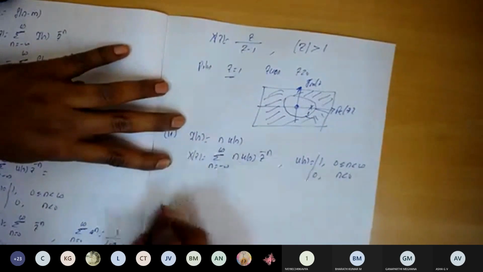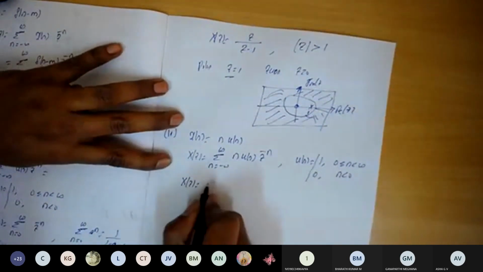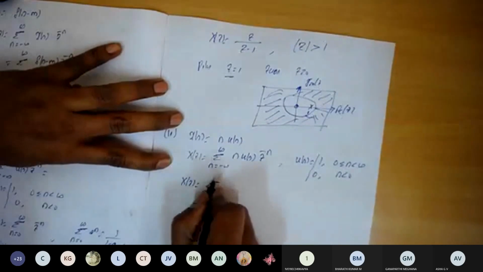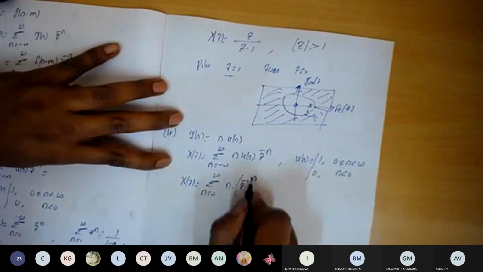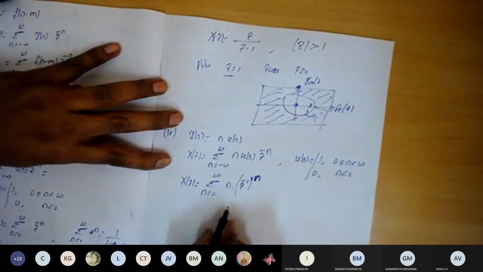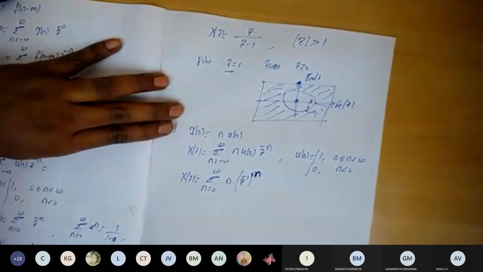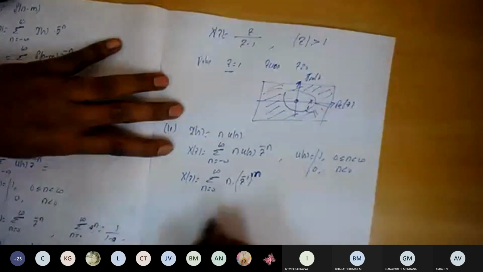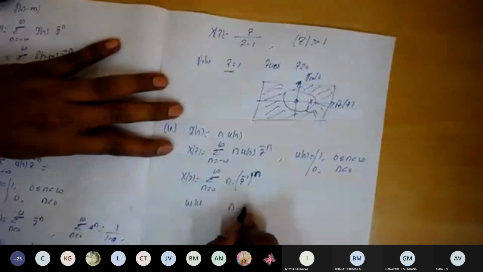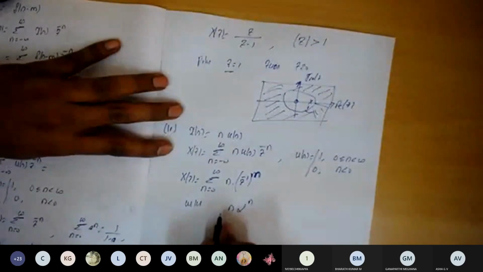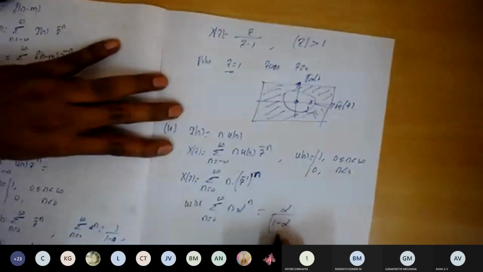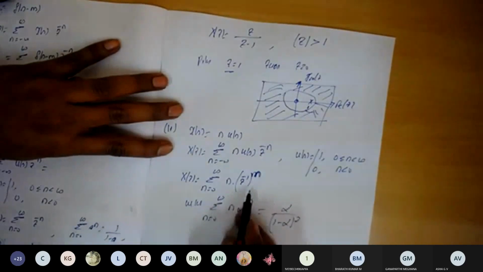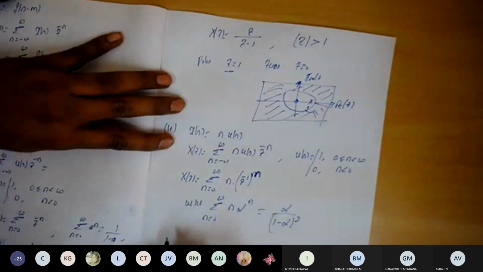So here we'll change the limits of the summation accordingly. So X(z) will become summation n equal to 0 to infinity, n into z inverse whole to the power of n. So we know the formula for n into alpha to the power of n, that is summation n equal to 0 to infinity, n into alpha to the power of n, which is alpha divided by 1 minus alpha whole square. In place of alpha, we have z inverse, and we'll substitute here.